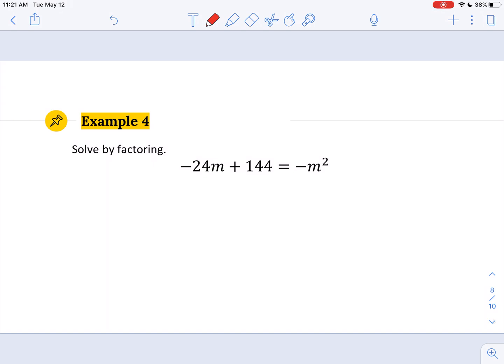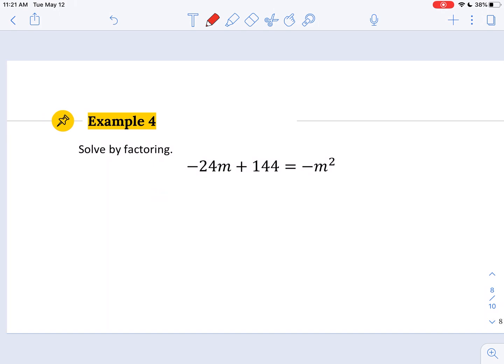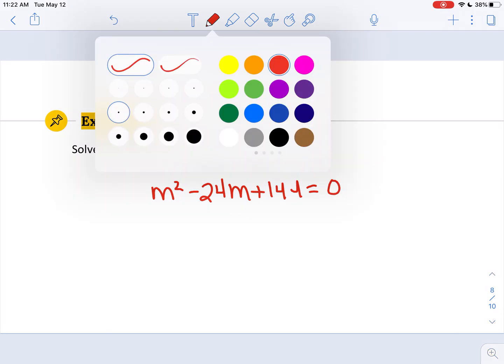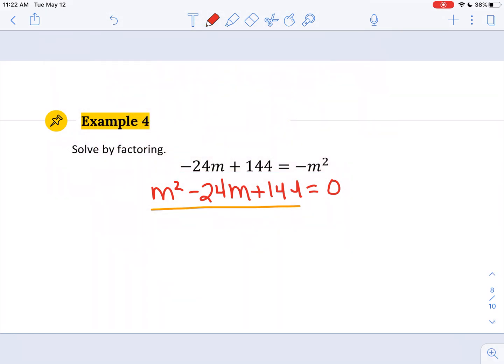Remember, it doesn't matter which way we move that negative m squared or either expression. In this case, I'm going to move the negative m squared to the left by adding m squared on both sides. We're left with m squared minus 24m plus 144 equals 0. From here, I'm going to factor this expression. We should notice that this is a perfect square trinomial, right? Bringing back all that good stuff from our last unit. So we're left with m minus 12 squared equals 0.